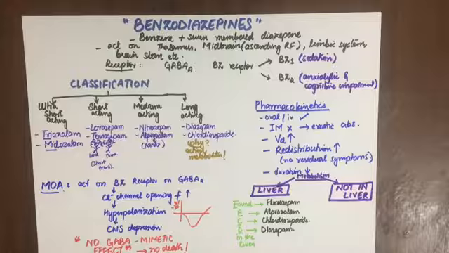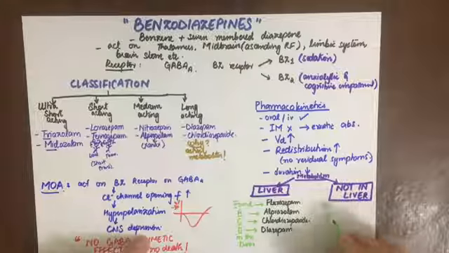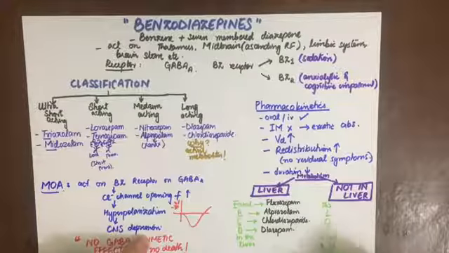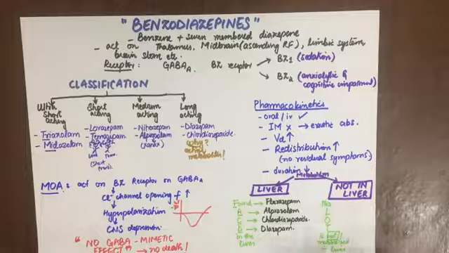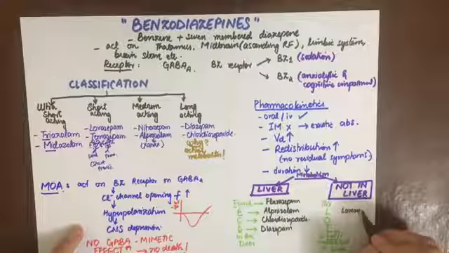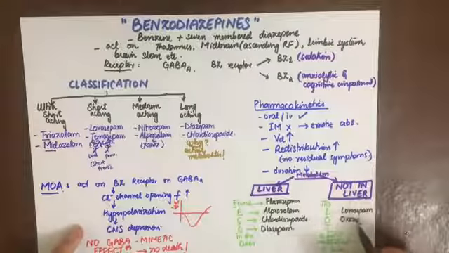Now for those which are not metabolized in the liver, the mnemonic is: this lot is not metabolized in liver. Lot not. This lot is not metabolized. L for lorazepam, O for oxazepam, and T for temazepam.